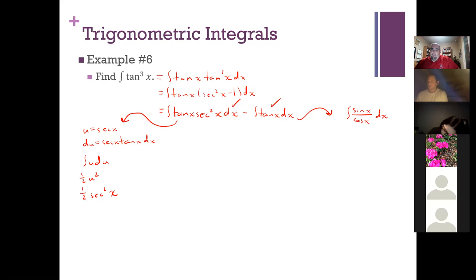Professor? Yeah. We could actually multiply and divide by sec x. Then sec x is like u, sec x tan x dx is like du. It becomes just one by u. So you want to multiply this integral by secant x? Yeah. Okay, let me see that.